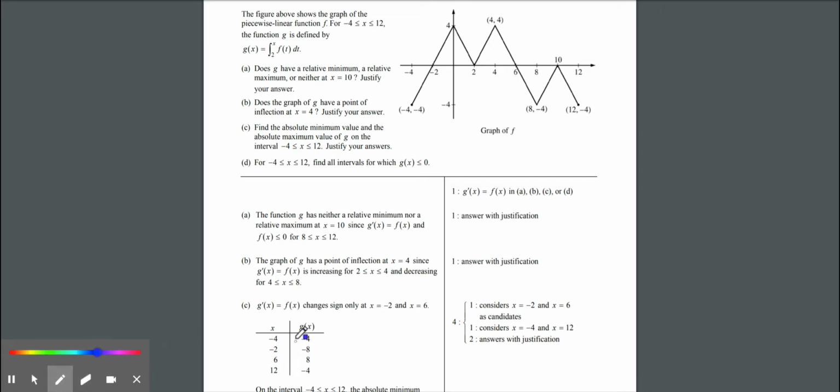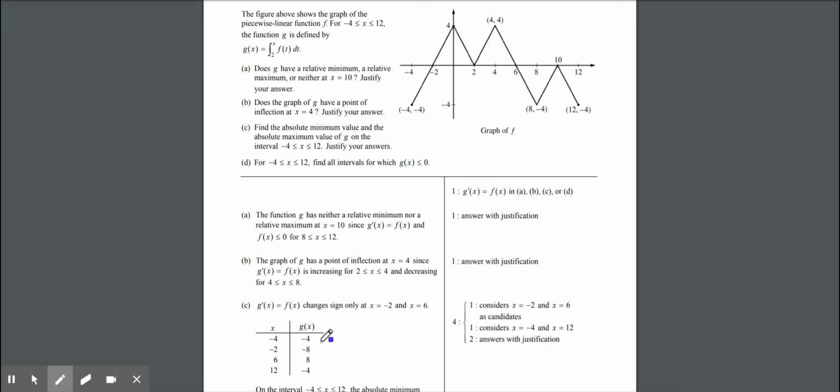And then the other thing I have to make sure of, I'm going to come down to this chart right down here. For absolute, remember this, we stressed this when we did this: you have to check your endpoints. So what's happening at -4 and what's happening at 12. Okay, so here are all of my candidates for an absolute min and an absolute max.